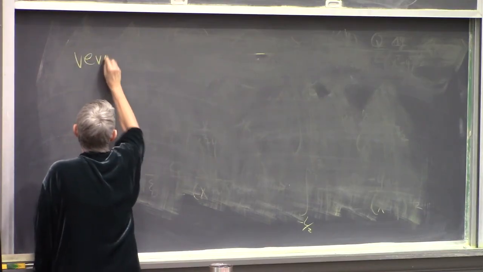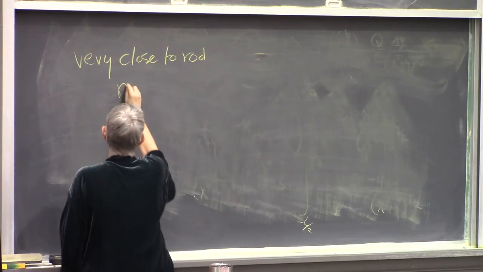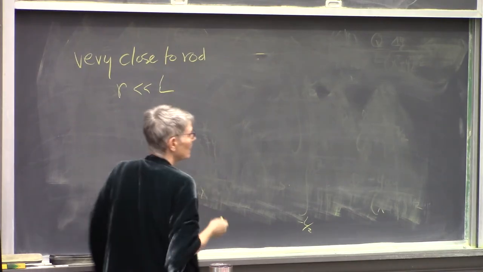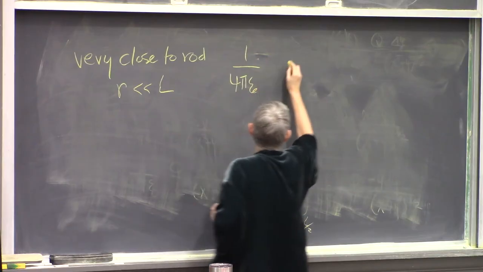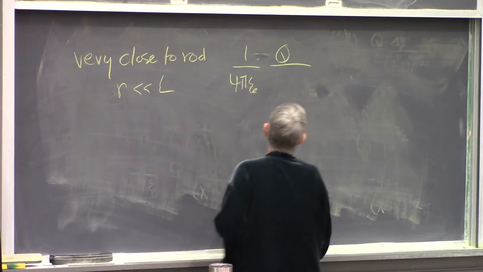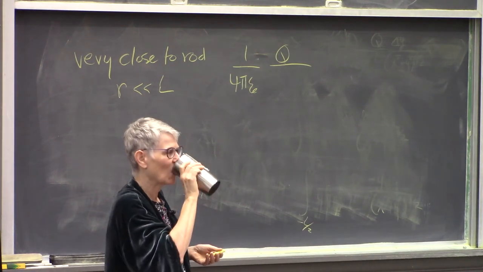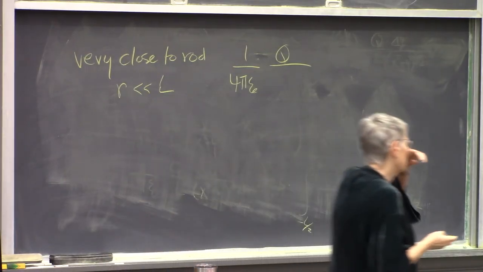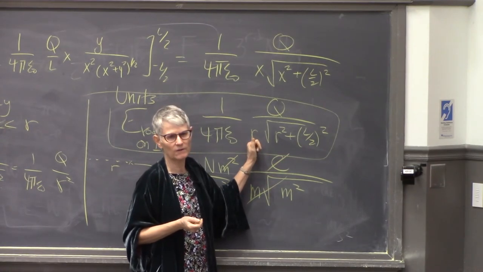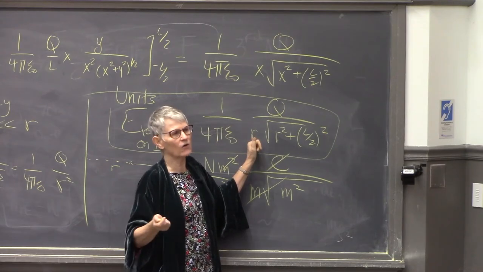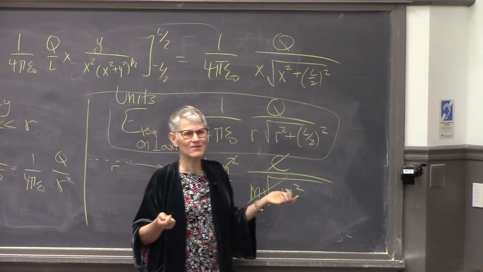So if you're very close to the rod, R is much smaller than L. And so we have 1 over 4 pi epsilon 0 Q over... okay, what can we do here? Now we've got R involved in two pieces of this expression. This is a sum, but this is a product. Now if we just say R is 0 in both of these cases, we get Q over 0, and that's a problem because then it's infinite, and that's probably not a very good approximation. So that's not the right thing.